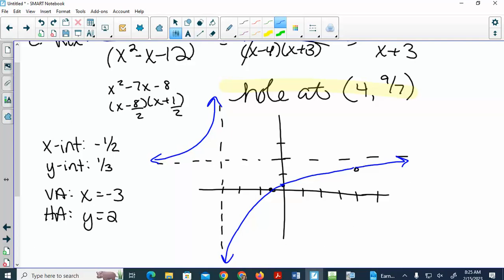Alright, do we need to do any others on this page? Do you want me to show you A and B to make sure you got them? Feel confident? Alright, next page. E and F, do you want me to work out either of those? Nope.